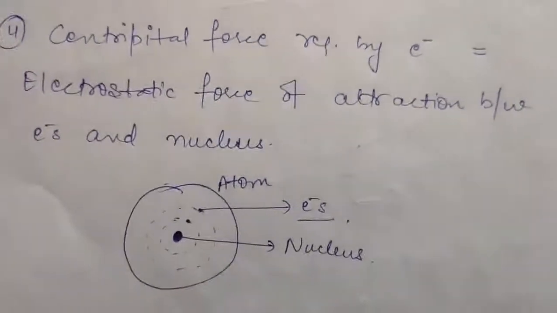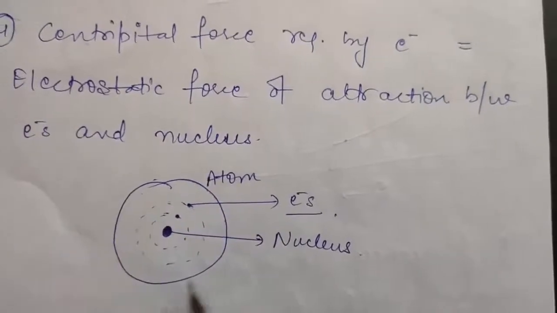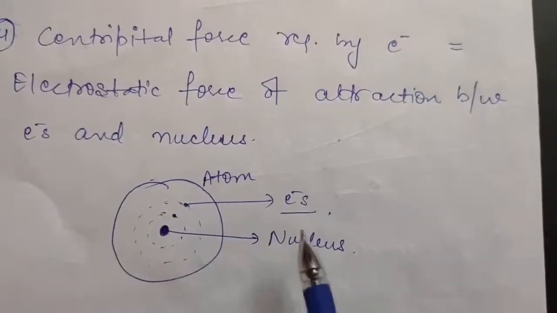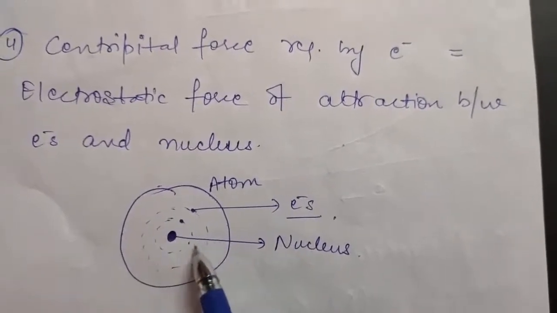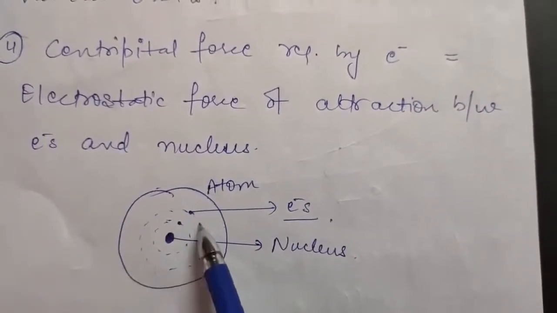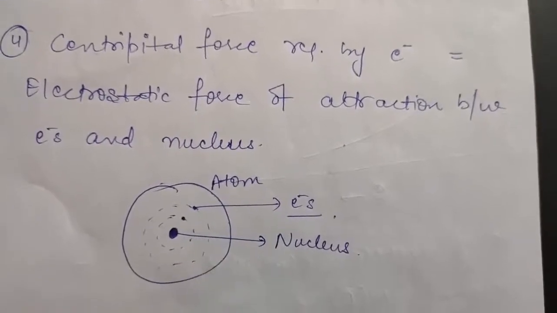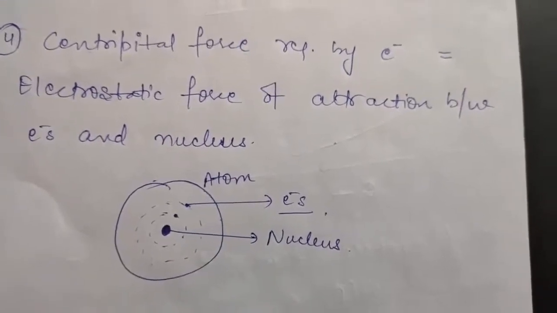Okay, so if we summarize it, if this is the atom, there is a core inside the atom which is termed the nucleus, and it is positively charged, and electrons are revolving around the nucleus in various orbits. So this was all about Rutherford's model.